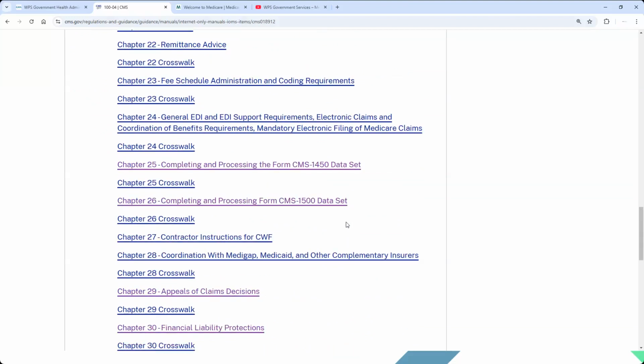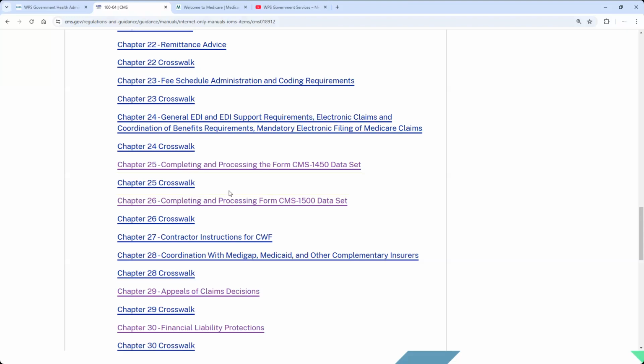for the claims. So I'm going to guess you're talking about the UB04 or CMS 1450, which is the facility claims, or you're talking about the 1500, which is the suppliers, physicians, professionals claims. These are your data sets for those, and it will walk you through all of the information on that. Some people don't realize that these are here, and these are data instruction sets. If this isn't there, this doesn't happen.